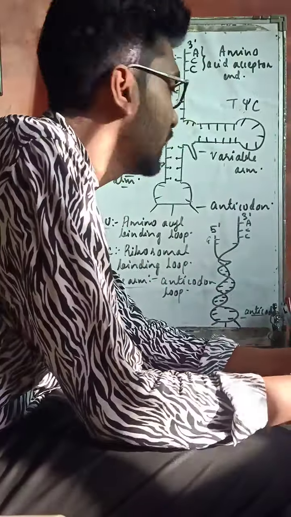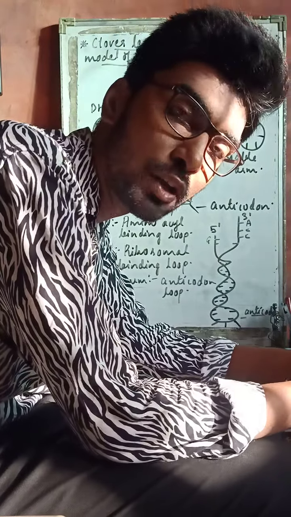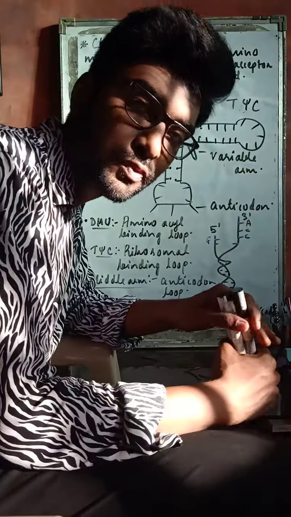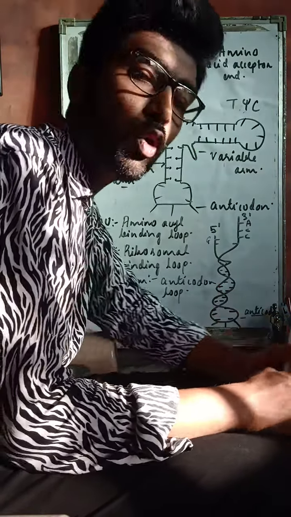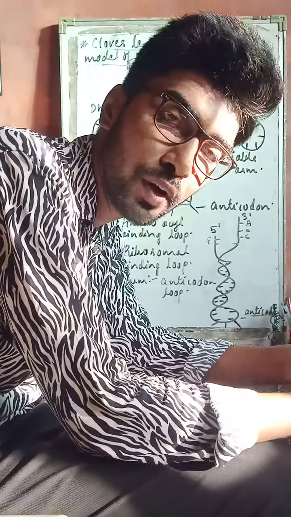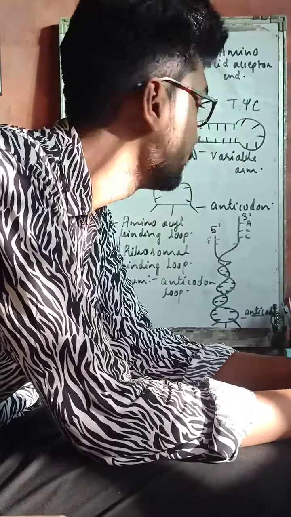Okay, so let's come on to the next topic, that is the clover leaf model of transfer RNA. Correct? Clover leaf model of transfer RNA. Now we know very well, we have studied in 11th standard all the non-genetic types of RNA. There are two types of RNA, genetic RNA and non-genetic type of RNA, right?